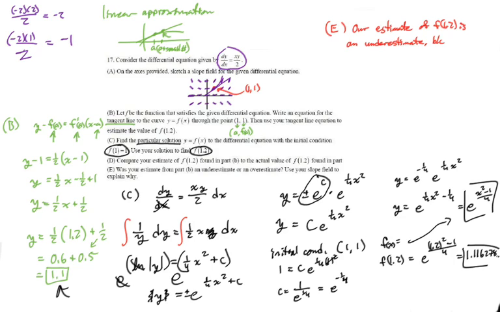So I'm going to start off by just stating the obvious. Our estimate of f of 1.2 is an underestimate because, and I'm going to use our slope field to explain it. I'm going to talk about the slopes, because f prime of 1 is greater than 0. That's just saying that the slope is positive. And you could just say the slope is positive at 1, 1. Because the slope is positive and the slope of f is increasing.